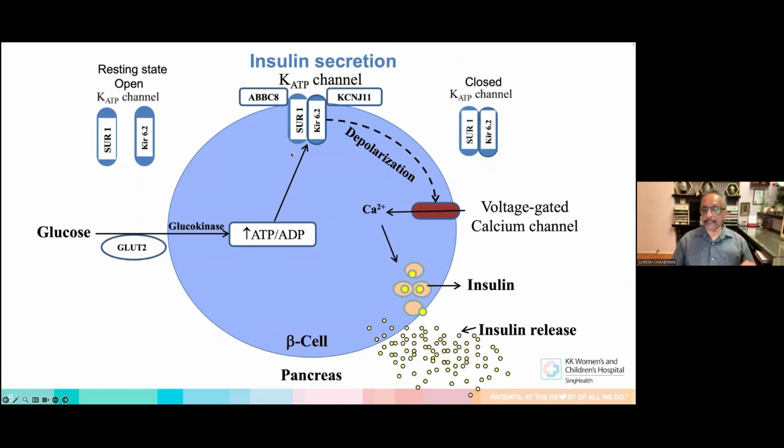the stored vesicles. So the point we need to keep in mind is the potassium ATP channel, the key structure with the two components, which is regulated by two different genes, and they remain open during the resting state and closed during the activity of the glucose inside the cell.